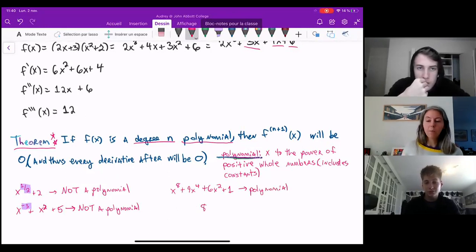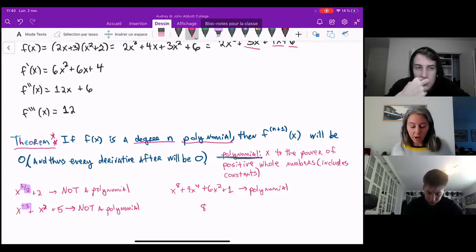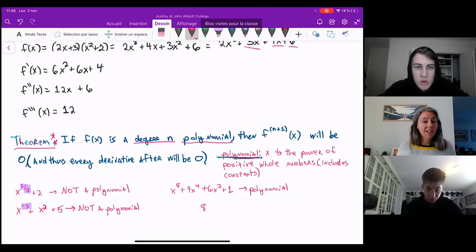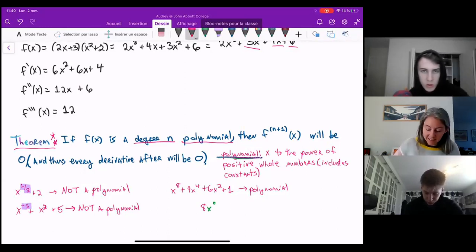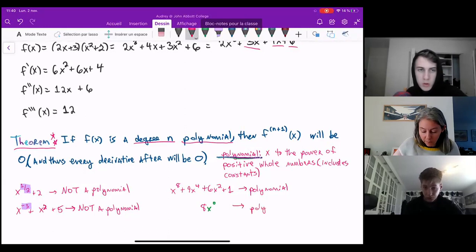Is 8 a polynomial? So over here in our definition, we said x to the power of positive whole numbers, and it includes constants. Turns out that yes, while 8 is a constant, it's also a polynomial. I can think of this as x to the power of 0, and that 0 is okay. So it might be weird, but this is a polynomial.